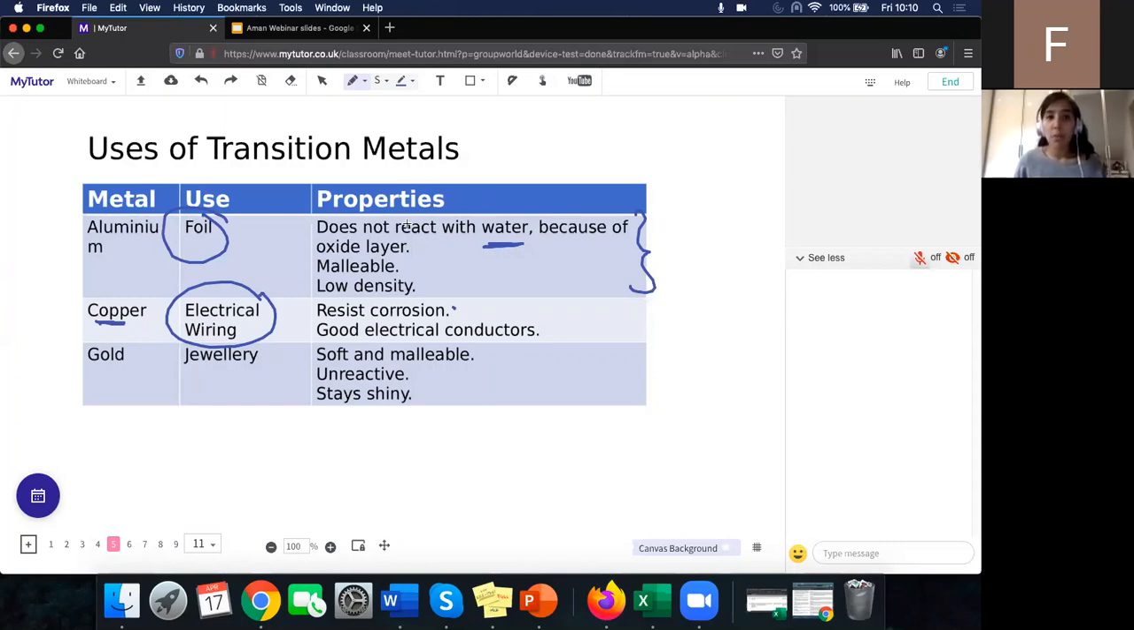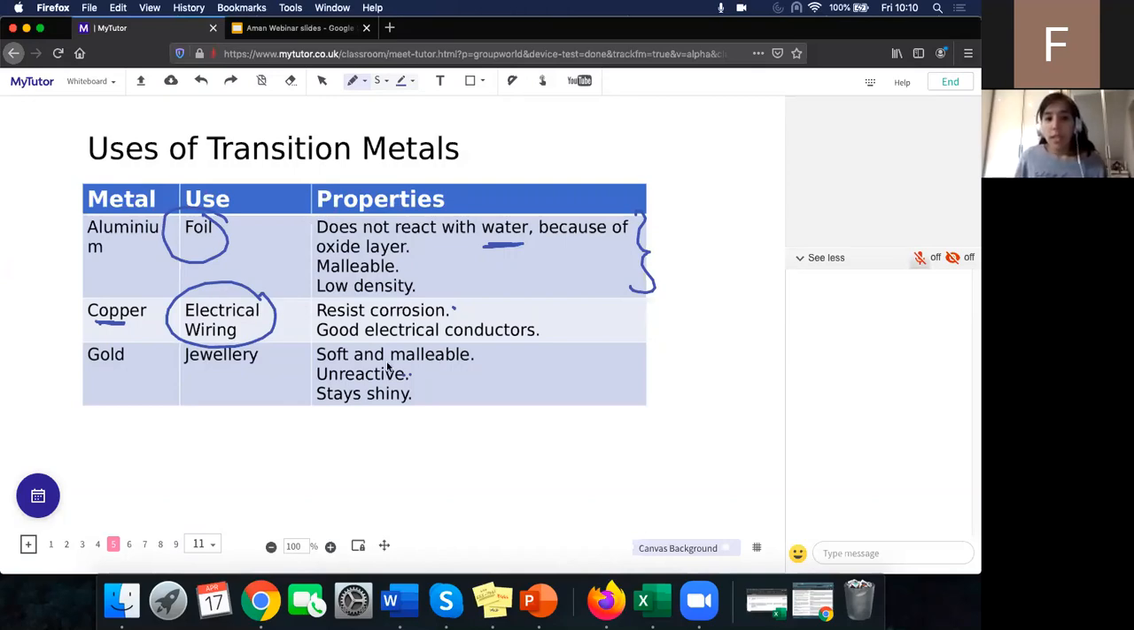And the final example is gold. So gold is used in jewelry. The reason it's used in jewelry is because it is very unreactive. So you remember I covered which metals react with oxygen. Gold was one of the metals that does not react with oxygen. Malleable means that it can be basically hammered into different shapes. So ductile means that a metal can be drawn into wires. Malleable means that it can be changed into different shapes. So remember, aluminium, you can move it around, you can make it into a different shape, but it's not going to break up that metal.